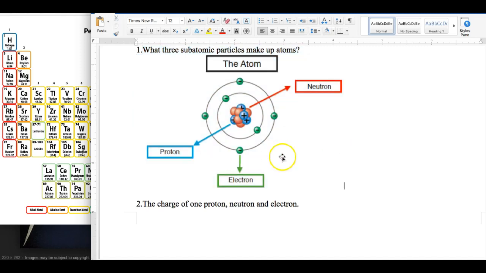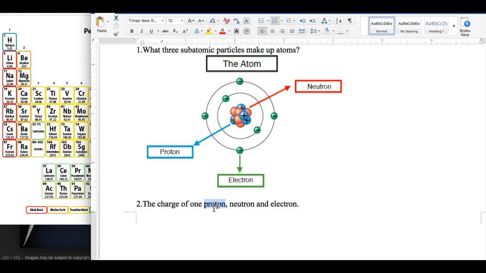In this picture you can see that there are three different subatomic particles. One is proton, one is electron, and one is neutron. You can remember the name and the charge of each one of the subatomic particles by looking at the name itself. So the first one is proton. Pro is something good, something positive. So each proton is plus one charge.